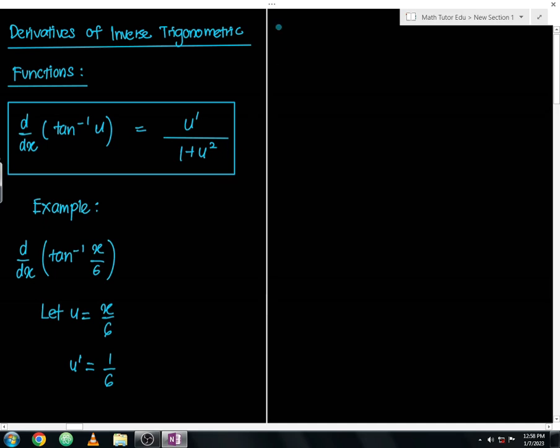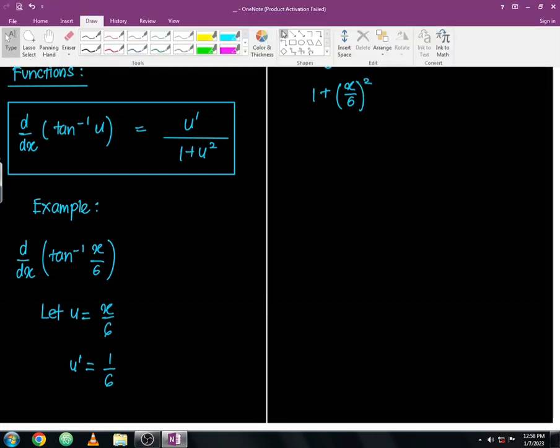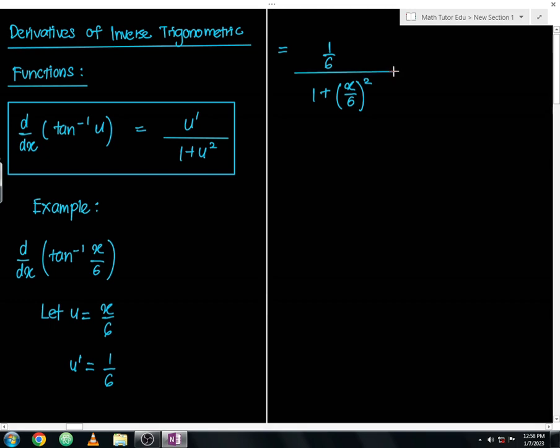Let us solve this example. It will be equal to 1 over 6, divided by 1 plus x over 6 squared. Then this equals, in the numerator you still have 1 over 6, whereas in the denominator it will be 1 plus x squared over 36.